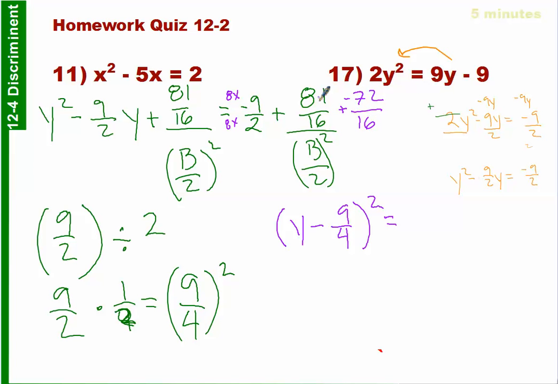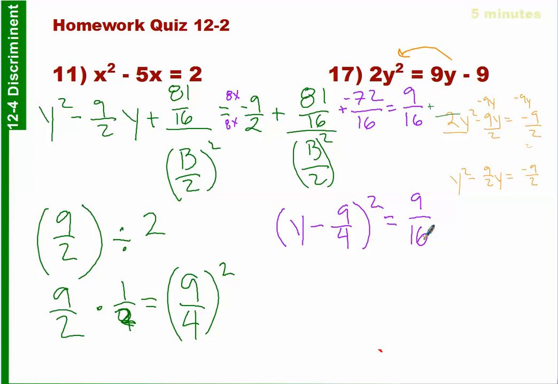Well, what is 81 minus 72? 9. Oh, my goodness. That's really nice, because that's a perfect square, isn't it? And we just keep the same denominator, which is 16. So y minus 9 over 4 squared is equal to 9/16.